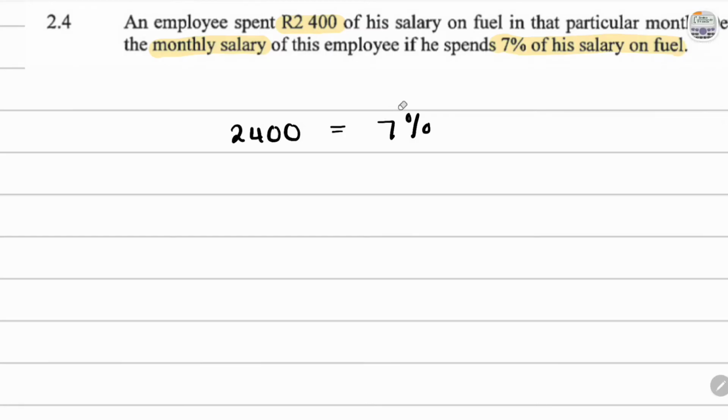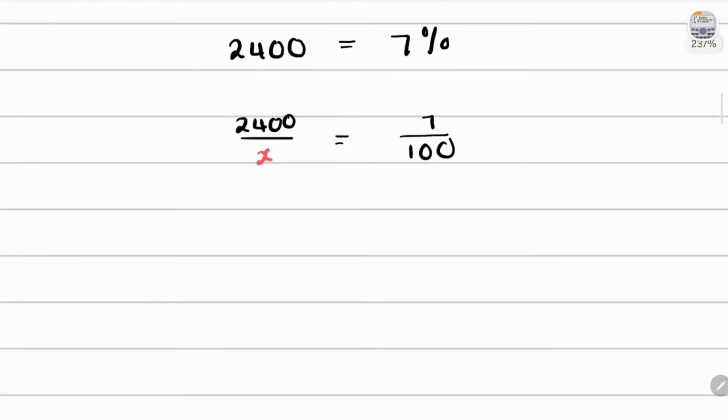Here is how we can find out the total salary. We're saying 7%, meaning 7 out of 100. That is 7 over the total salary. So 7 over 100, and we are saying that this is equal to 2,400 over whatever his total salary is. And this is really what this looks like.